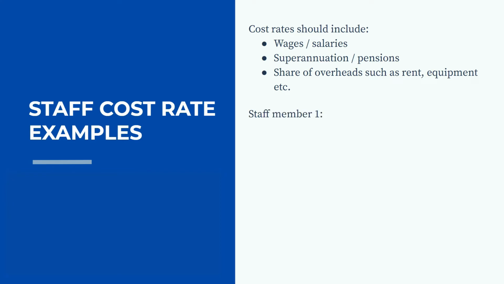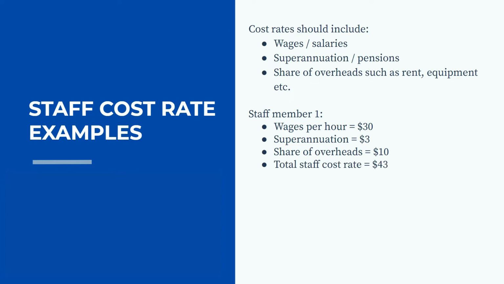So an example could be, let's say staff member one, we pay them $30 per hour for their wage. We also pay $3 an hour on top of that for their superannuation or pension. And then we calculate that it costs the business about $10 per hour in overheads for every hour that that staff member works. So if we add them all together, the total staff cost rate would be $43. That's the 30 plus the 3 plus the 10 equals 43. And that's the rate that we would put into Xero projects for that staff member.